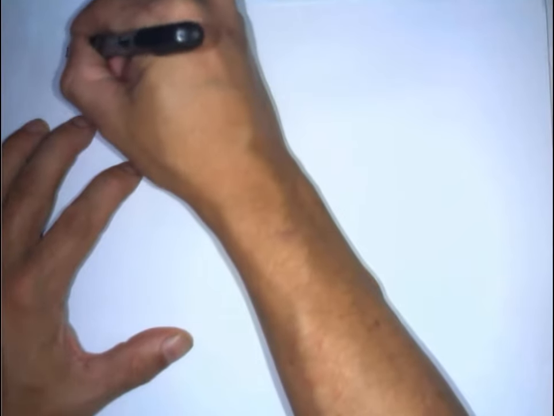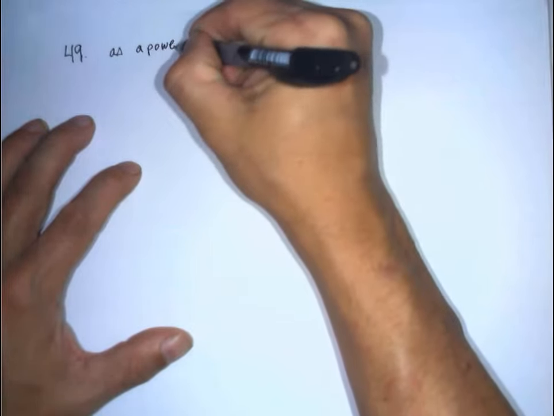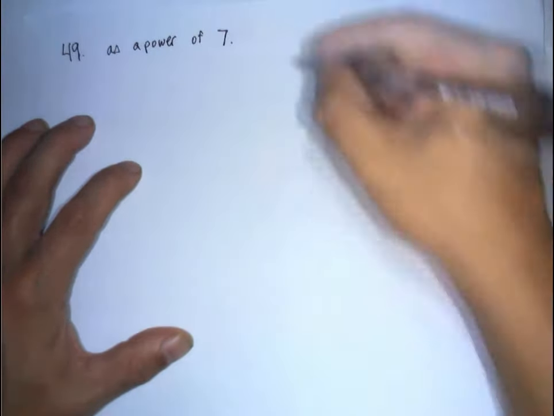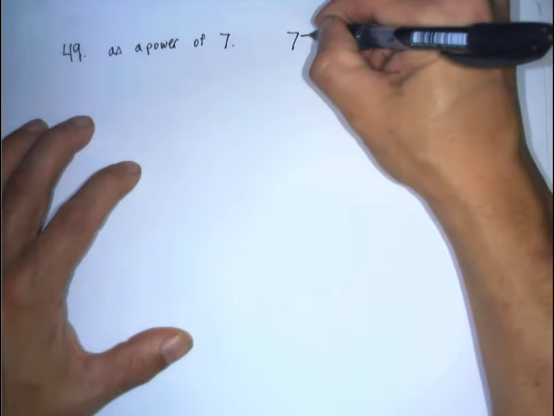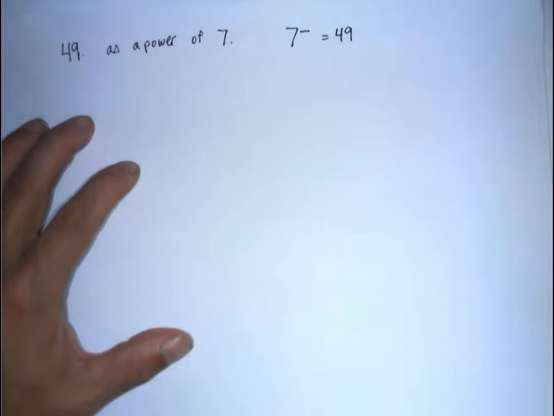In some cases, you may be asked to express a number as a power given a specific base. For example, let's say we have 49. I want to express 49 as a power of 7. So what this is asking is 7 to the what is 49? Well, we know that 7 squared is 49 because 7 times 7 is 49. So this would be 2.